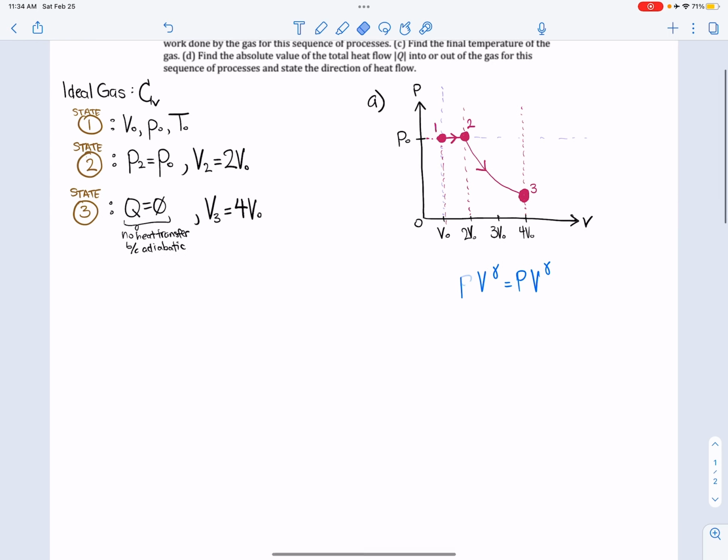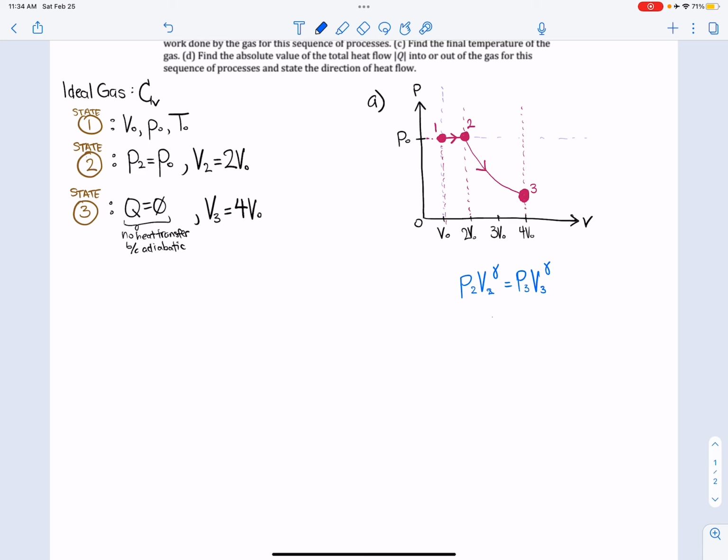Okay, so the pressure at state 2 times the volume at state 2 to the power gamma is equal to the pressure at state 3 times the volume at state 3 to the gamma. Okay.